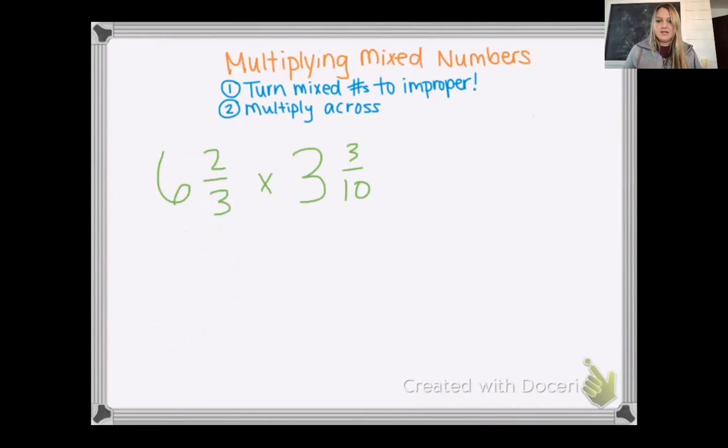Next one, write this down in your notebook. 6 2/3 times 3 3/10. I want you to try doing it on your own. Send me the answer in a direct message, a personal message in the chat box. So let's see how we do. Write these down. Turn them to improper, then multiply across.